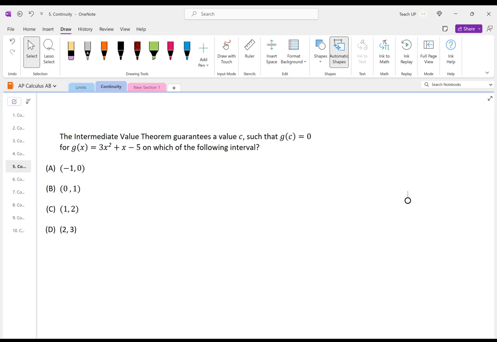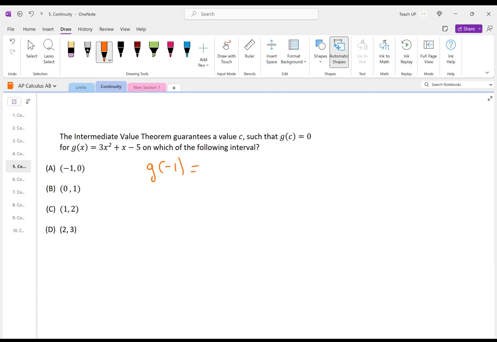So what we're going to have to do is just take a look at the function evaluated at each one of these and just see where it's going to go from either positive to negative or negative to positive. So let's start with g of -1. Here, note, I actually don't really need to know what the value is. I just need to know if it's positive or negative.